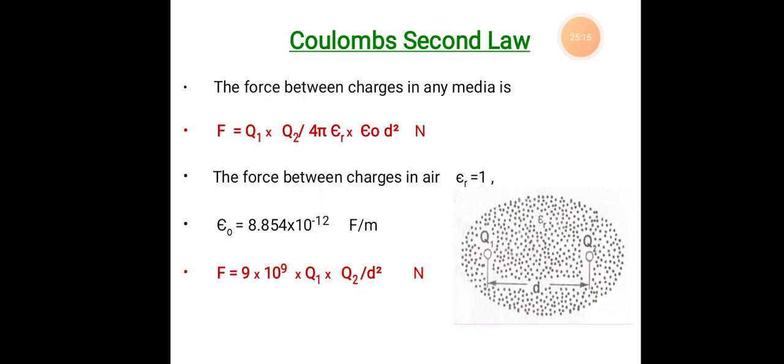So Coulomb's second law gives the force between two charges in any medium. The force is represented by the letter F. F is equal to Q1 into Q2 per 4 pi epsilon naught epsilon r d square. The unit of force is Newton. For charges in air, epsilon r is equal to 1 and epsilon naught is equal to 8.854 into 10 power minus 12 farads per meter. So the force is equal to 9 into 10 power 9 into charges Q1 Q2 per d square.